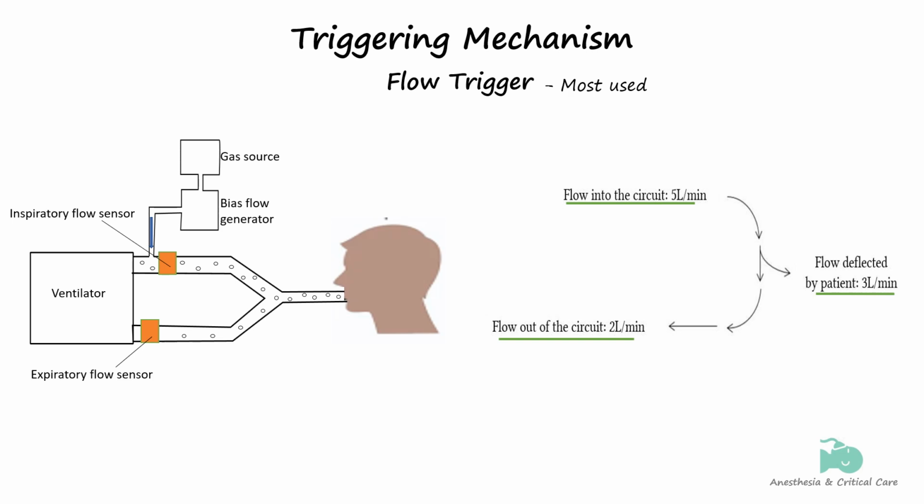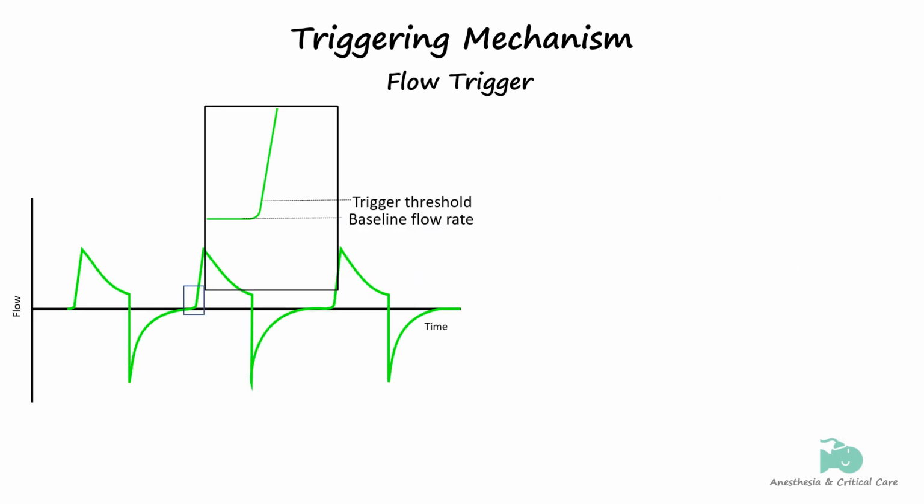On a side note, bias flow helps to achieve peak inspiratory pressure during inspiration and positive end expiratory pressure during expiration. So, basically, in flow triggering, the patient has to generate a certain flow rate from baseline to reach the threshold set by the manufacturers or the clinicians to trigger the breath. This means that the patient determines how many breaths he or she receives.